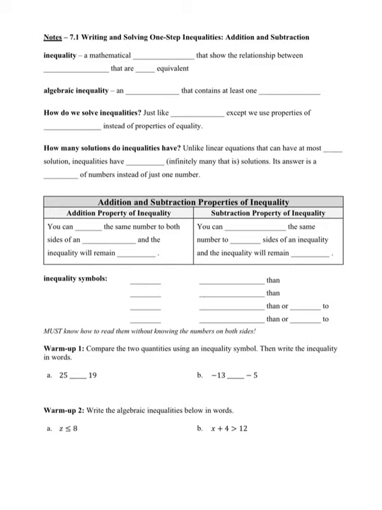First, we have the word inequality. An inequality is a mathematical sentence that shows the relationship between quantities that are not equivalent. So they're not equal. Now specifically, an algebraic inequality is one type of inequality, but these contain at least one variable.